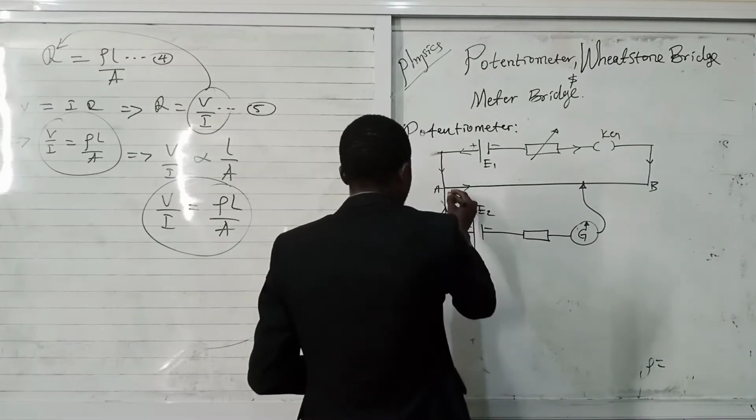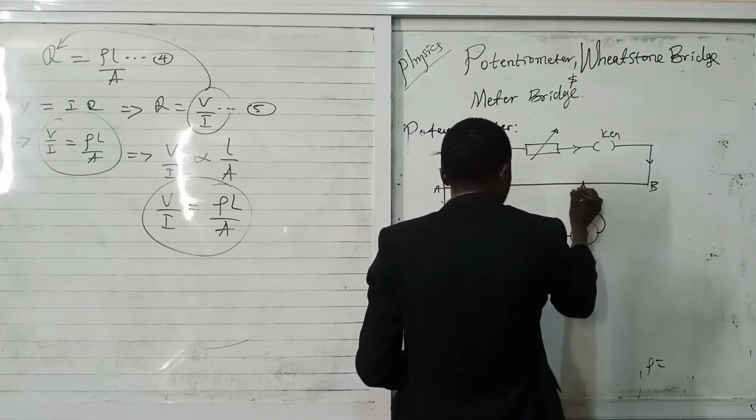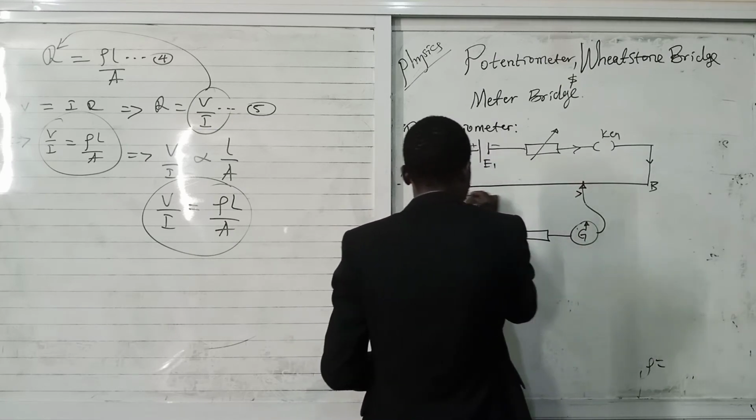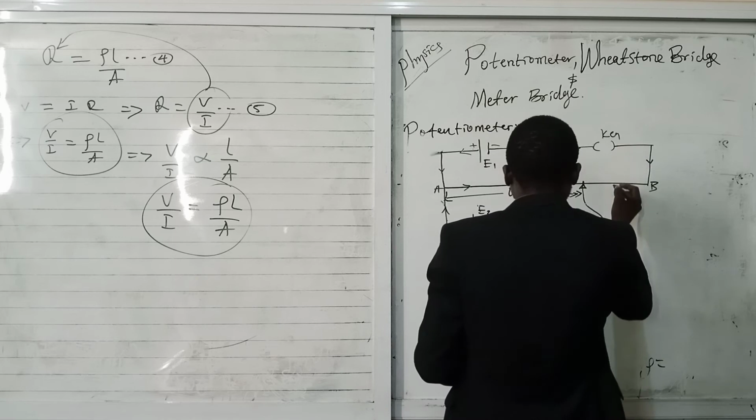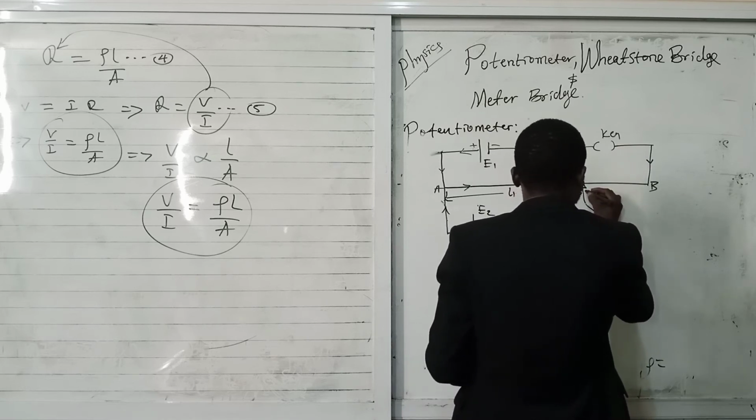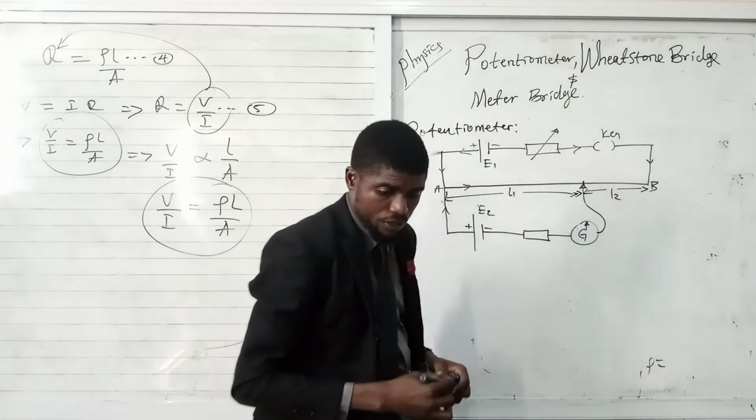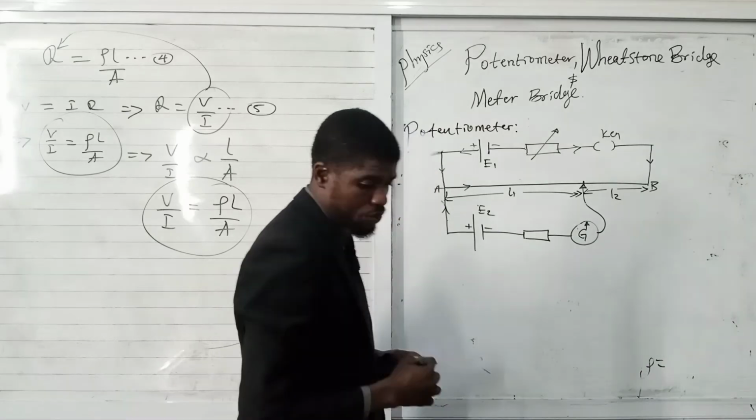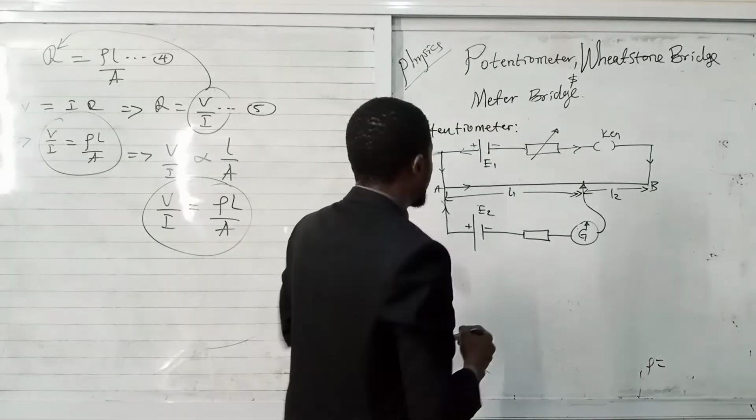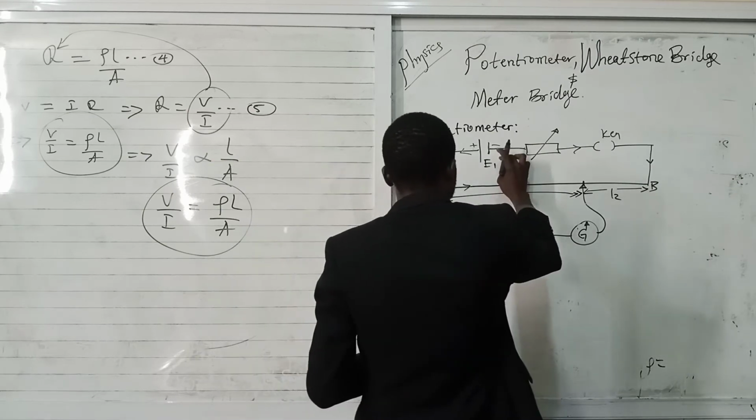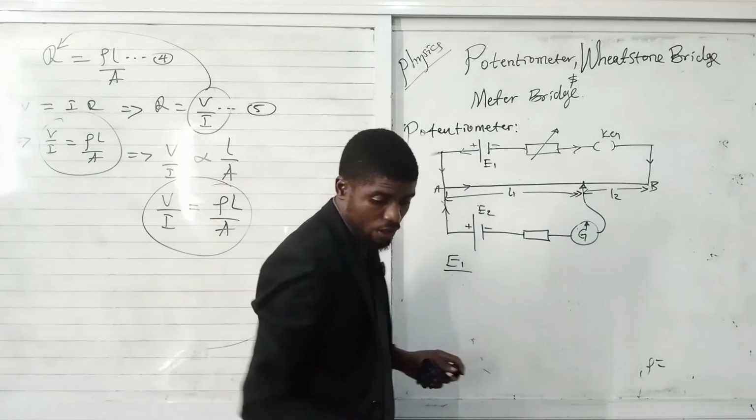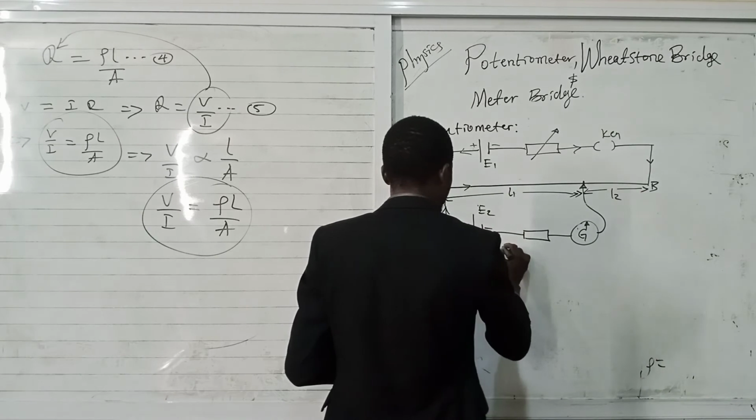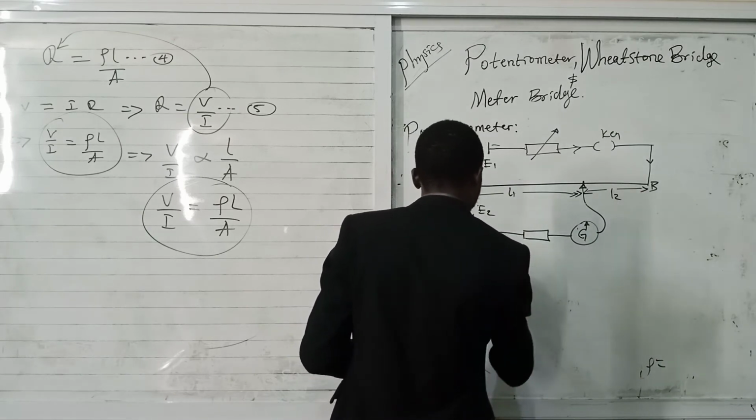At that point, the length from here to this point, we call it L1. And the length from this point to this point, we call it L2. So the equation used for that is simply E1 over E2 is equal to L1 over L2.